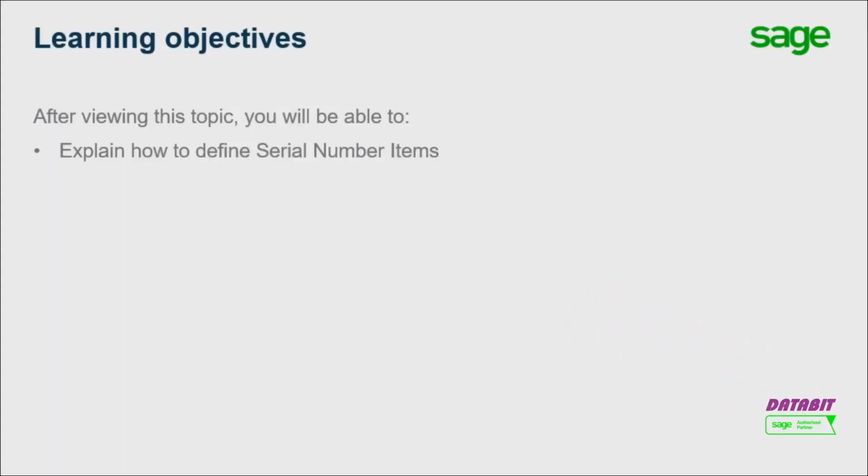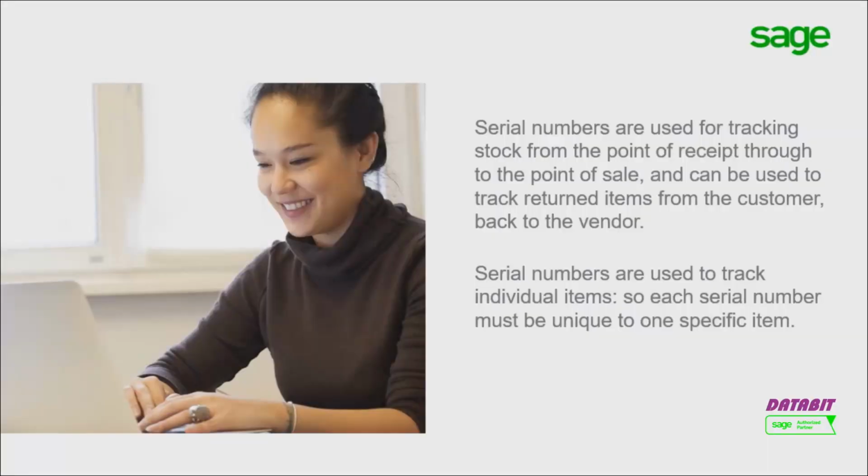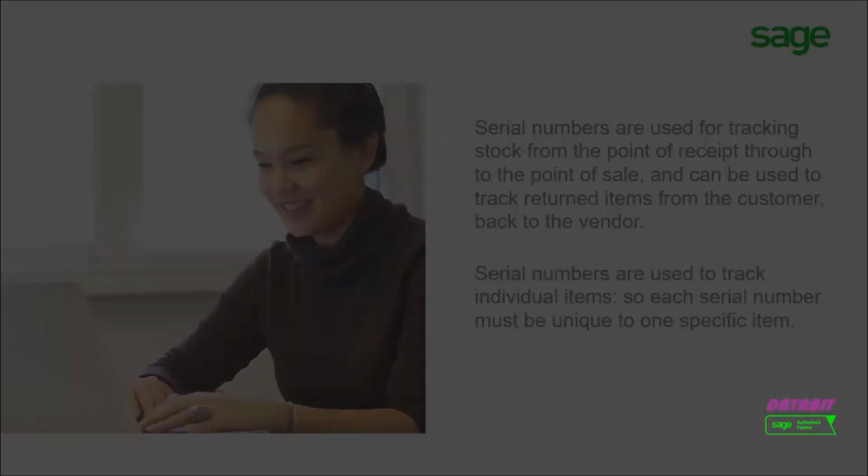Define serial number items. Serial numbers are used for tracking stock from the point of receipt through to the point of sale and can be used to track returned items from the customer back to the vendor. Serial numbers are used to track individual items, so each serial number must be unique to one specific item.